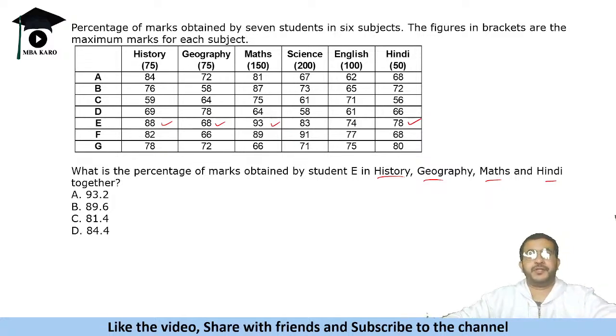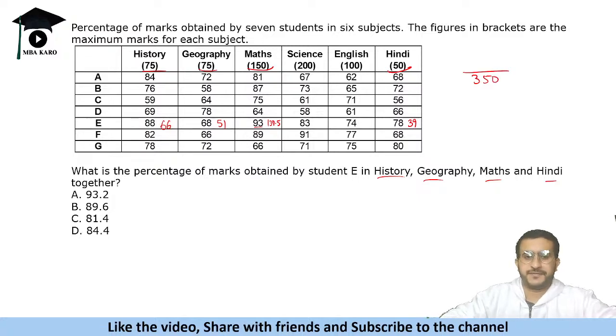So how do we solve this particular question? Okay, one is basically finding the marks. So total marks आप निकाल लोगे. I will tell you two ways to solve this question. First is of course finding the marks. 66. This is 51. Maths is maths and Hindi, right? Maths will be 93 into 1.5, 139.5, and this will be 39. And total कितना है? This is 200 and 350 अपॉन 350 होगा. ठीक है, जैसे हमने वो 650 में निकाला था.